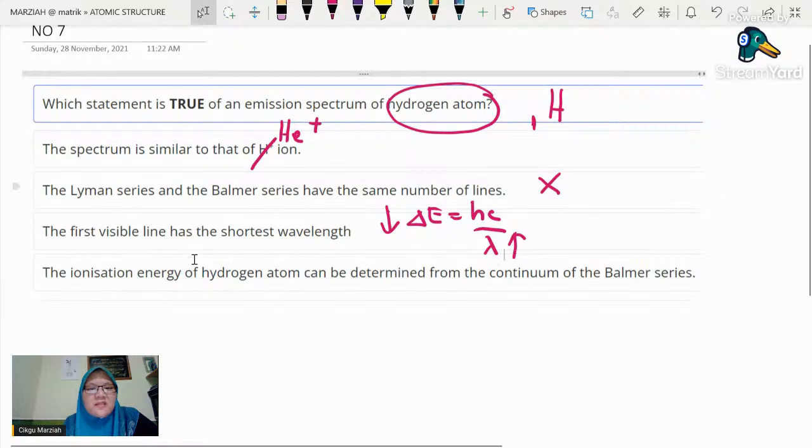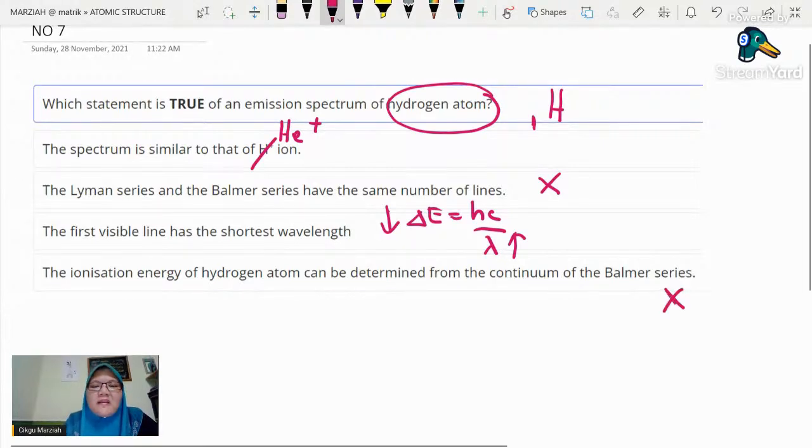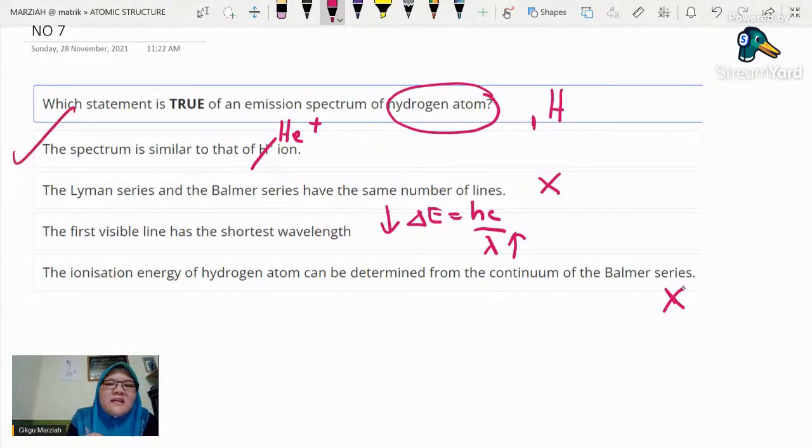Okay, the ionization energy of hydrogen atom can be determined by the continuum of the Balmer series. Not. Okay, dia daripada n equal to 1 kepada n equal to infinity. So the right answer adalah A. Sebenarnya ya, helium plus tu. Sebab helium 2, dia donate 1 jadi 1. So sama dengan hydrogen. So saya betulkan kat sini.